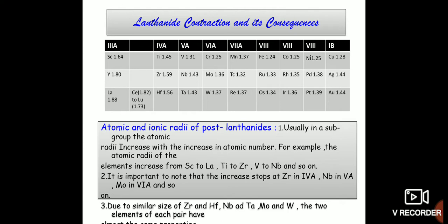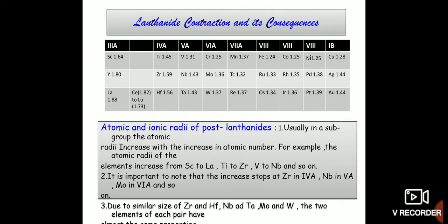Usually when we go down the group from top to bottom, the atomic or ionic sizes increase. This we can clearly see from the third A group, that is scandium, yttrium and lanthanum. We can see a consistent increase from scandium to lanthanum: scandium 1.64, yttrium 1.80 and lanthanum 1.88.